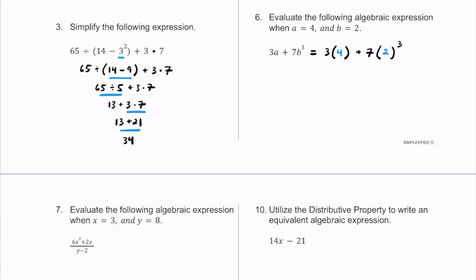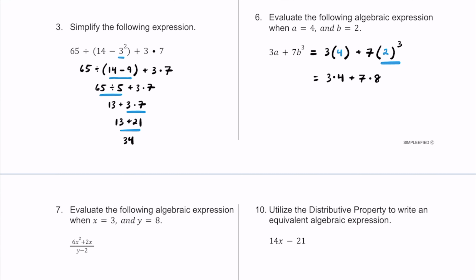So we went and took that expression, and now it is a numerical expression, and we have to follow the order of operations. Between multiplication, addition, multiplication, and a power, let's go with the power first. So this is going to be 3 multiplied by 4. Again, you can use parentheses or dot for multiplication, plus 7 times what? Well, 2 to the 3rd power is 2 times 2 times 2, which is going to be 8.